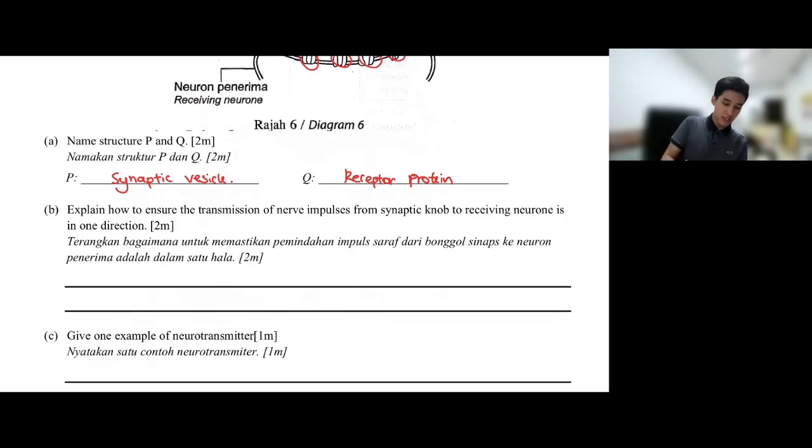Okay, now this one I didn't mention in front, but in your notes there is one. We do it here. How to ensure the transmission of nerve impulse from the synaptic knob to the receiving neuron is in one direction.